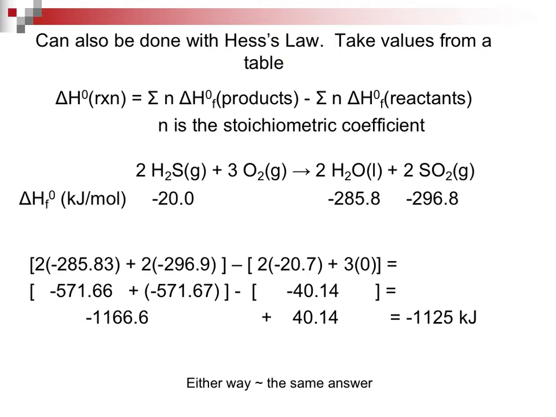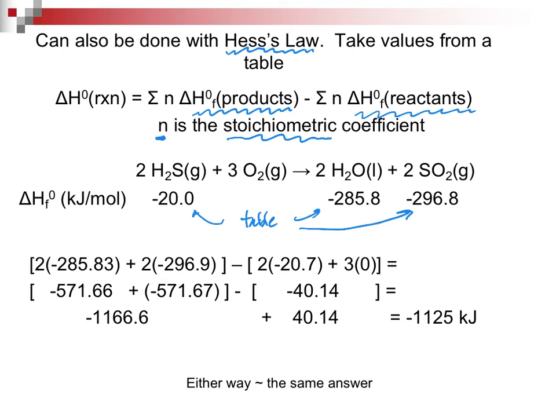What's on the last page? Well, I know this is heats of formation, but you can also find the answer with Hess's law. If you have numbers in the table, so that's where all these numbers came from. I looked them up. It could be in the appendix or in the table. Hess's law says take the sum of all the heats of formation of the products, subtract from it all the heats of formation of the reactants, and take into account the stoichiometric coefficients. So that thing you learned all the way back in chapter 3, we're using it now in chapter 5.